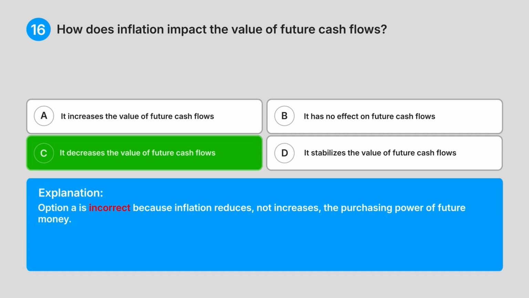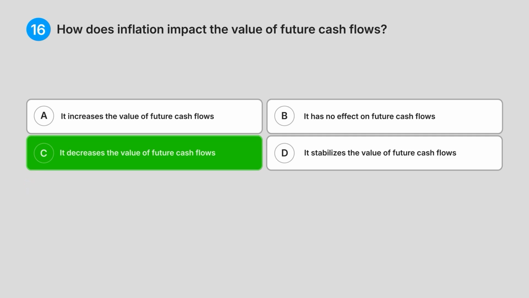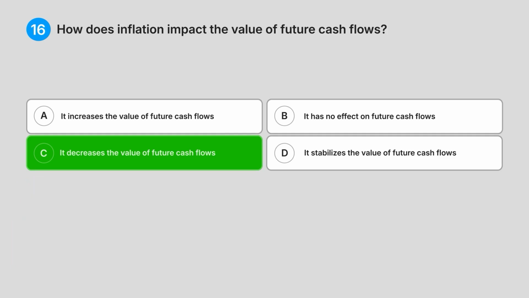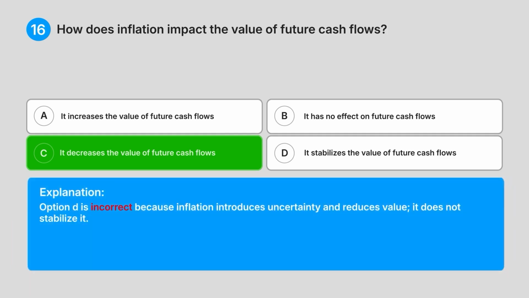Option A is incorrect because inflation reduces, not increases, the purchasing power of future money. Option B is incorrect because inflation has a direct and significant negative effect on the value of future cash flows. Option D is incorrect because inflation introduces uncertainty and reduces value. It does not stabilize it.